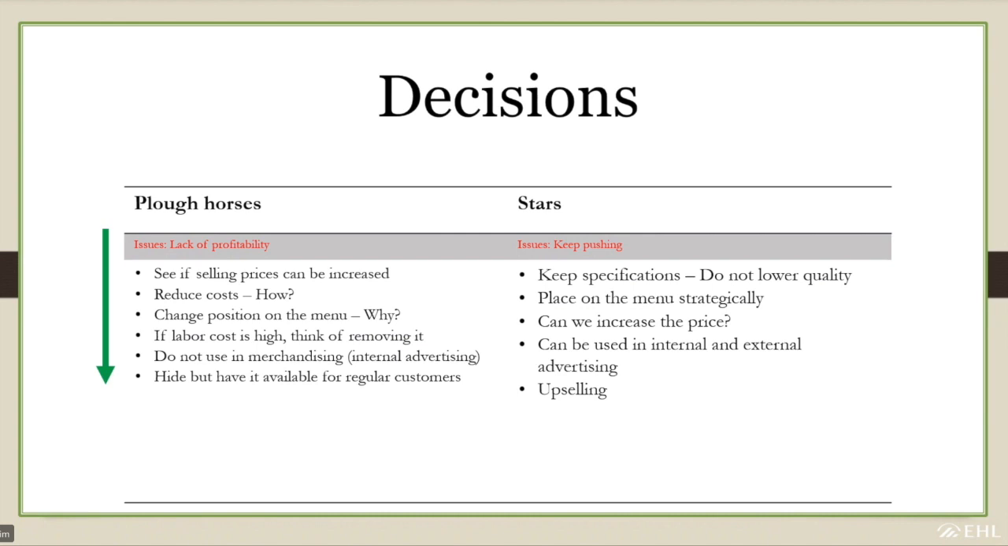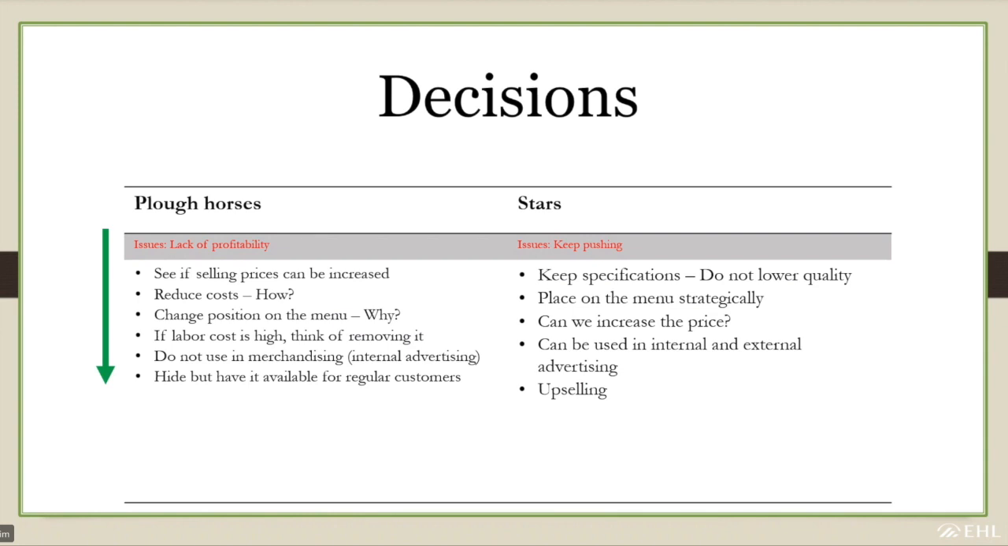So I've also put the arrow from top to bottom, what we should do first and what we should do last, basically in the steps on what you would like to do. So see if the selling price can be increased. Can you do that? Yes or no? Reduce cost, and how? It's always the first, always obviously remaining the quality that you're selling.